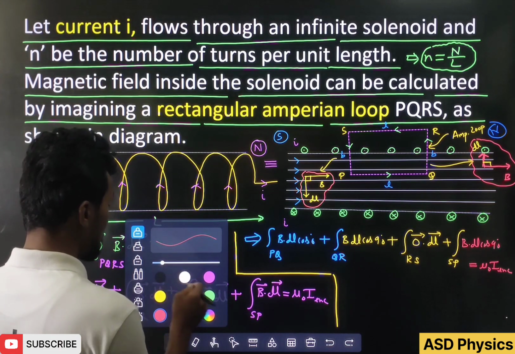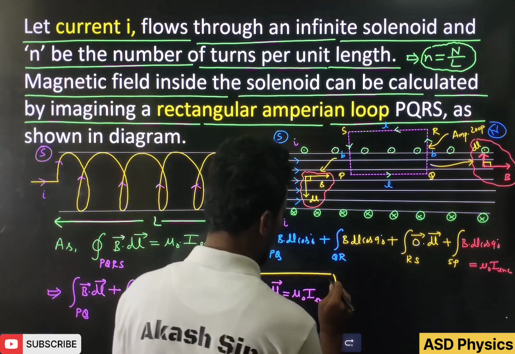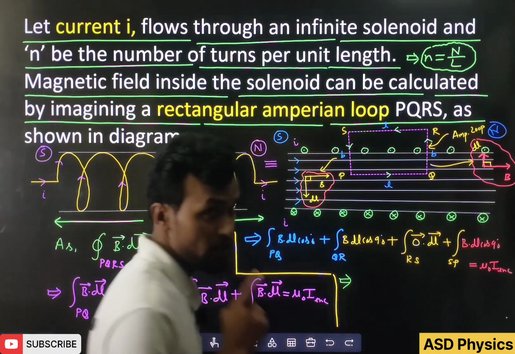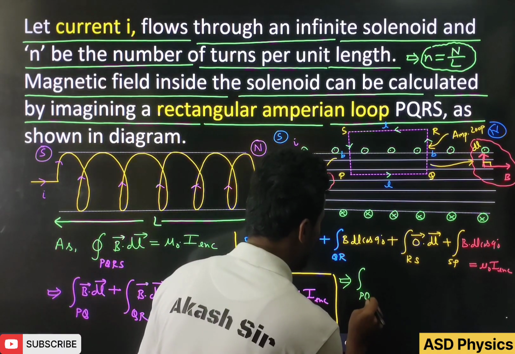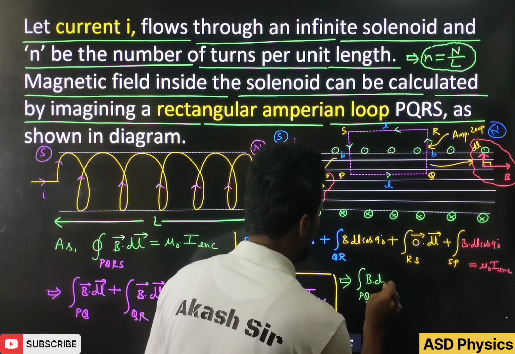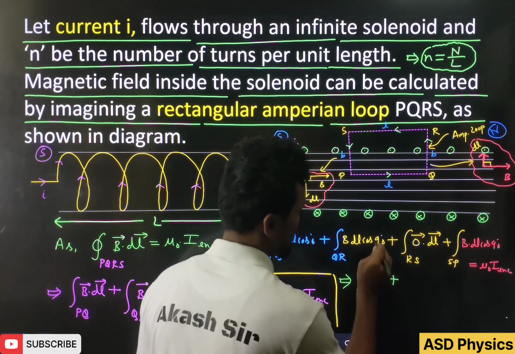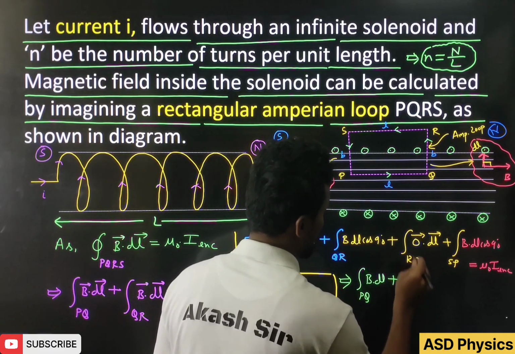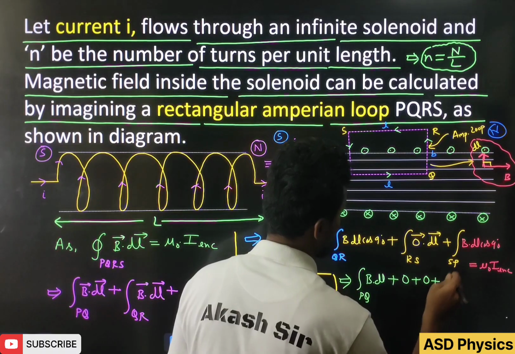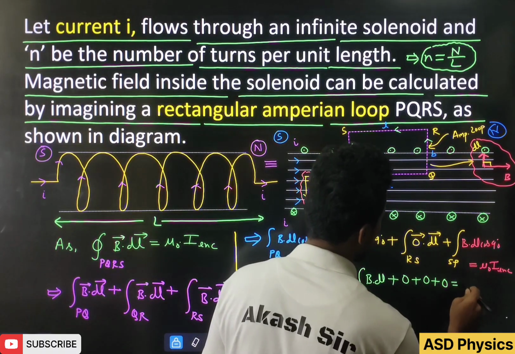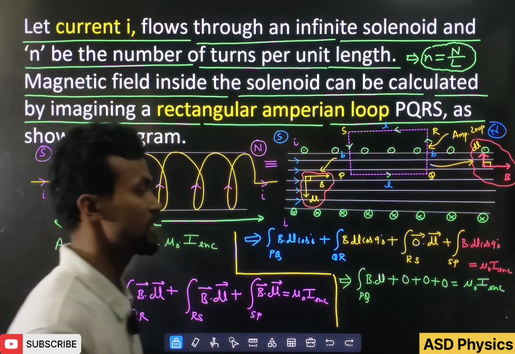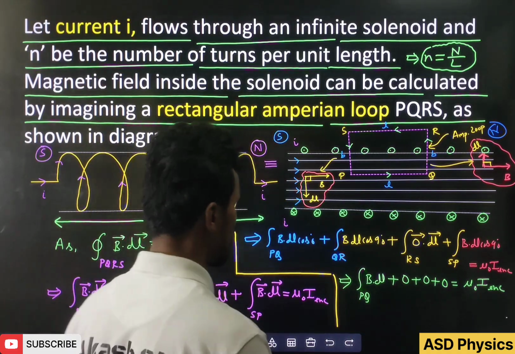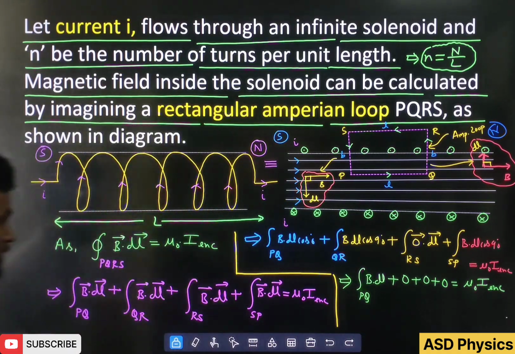After that, we'll go ahead further. So if I write B dl cos 0, for P to Q it will become B into dl, plus cos 90, which is 0. This is also 0 dot dl, 0. Here also cos 90 is 0, equal to mu naught into I enclosed. Very, very important: mu naught into I enclosed.